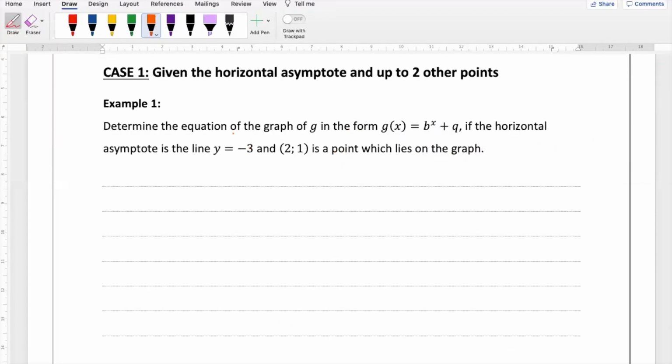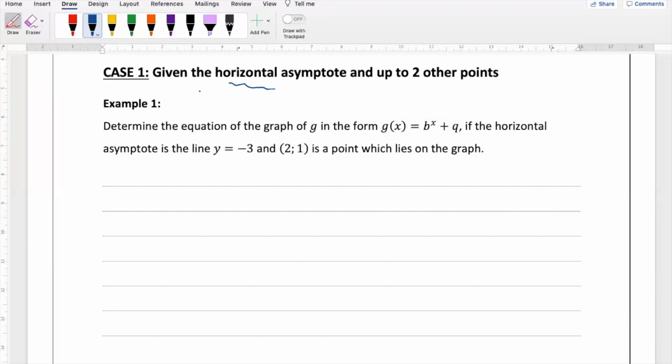We're going to look at two different cases. These are two different ways that they can ask you the question to find an equation of an exponential function. Let's have a look at case 1, where we're given the horizontal asymptote and up to 2 other points. Now what's interesting here is, up until now, it's usually the asymptote and a point, but that's always because we've only had 2 unknowns. In the case of an exponential function, we possibly have 3 unknowns, a, b, and q. So they would need to give you up to 3 pieces of information.